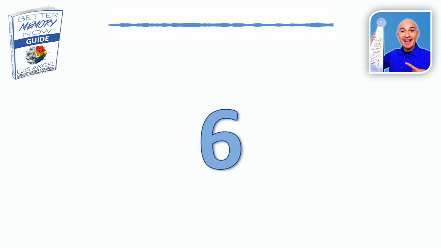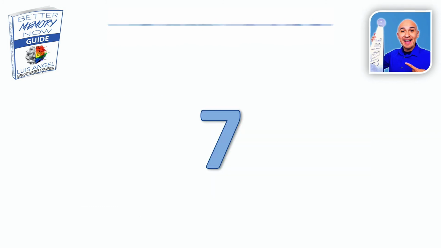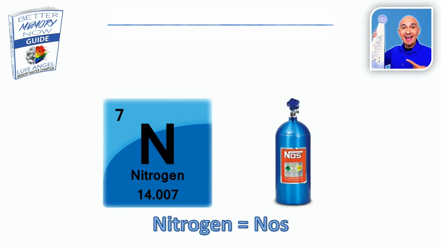For me, it's a toilet. So I saw cardboard trying to be flushed down that toilet. So cardboard, I translate that back into the information here, the data point, which is carbon. Carbon number 6. For number 7, it's Fast and the Furious. It's a Nos Tank to make your car go faster. So we translate that back into the information, which is nitrogen.